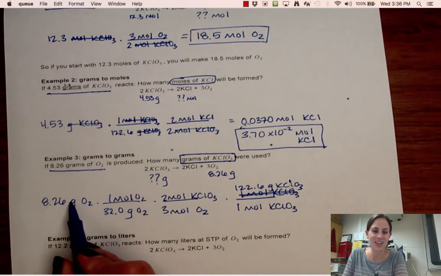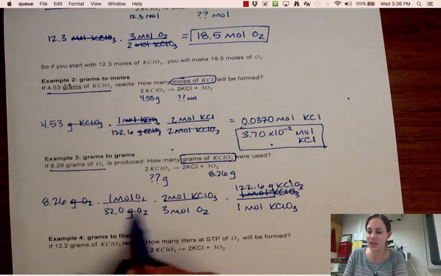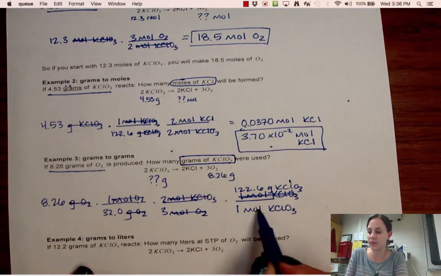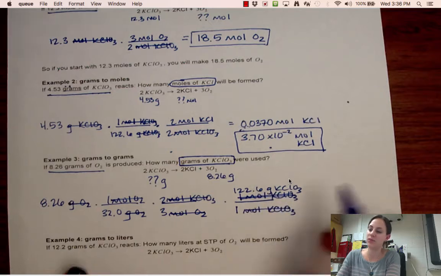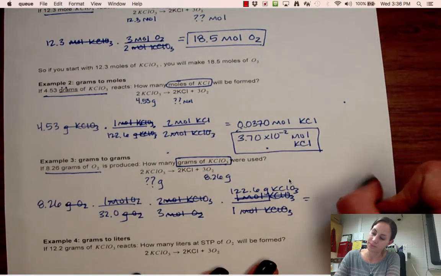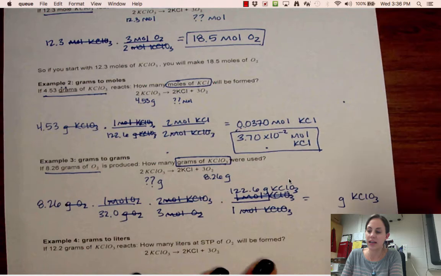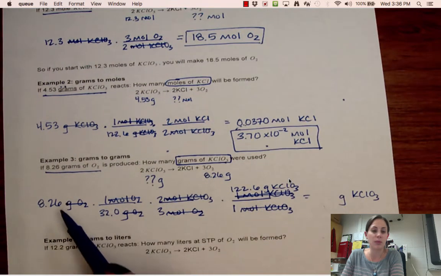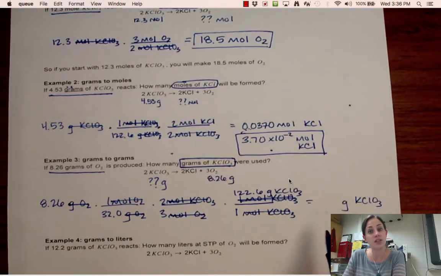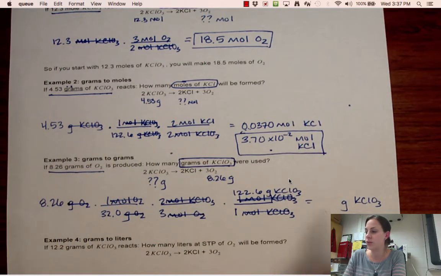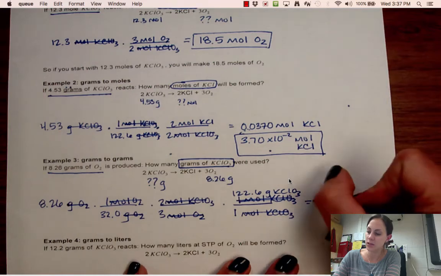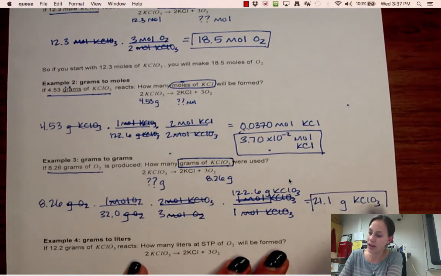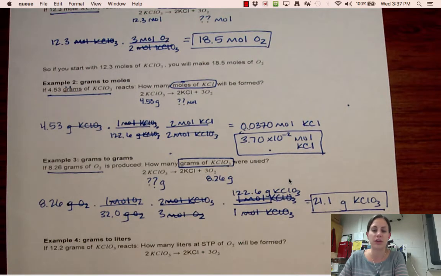So let's double check that our units really are canceling. So grams of O2 cancels, moles of O2 cancels, moles of KClO3 cancels, and I'm left with grams of KClO3, which again is what I was looking for in the problem. So now, again, you can pause, go through these calculations, and make sure you get the same thing that I do. When you punch all that in, you should get something close to 21.1 grams of KClO3.